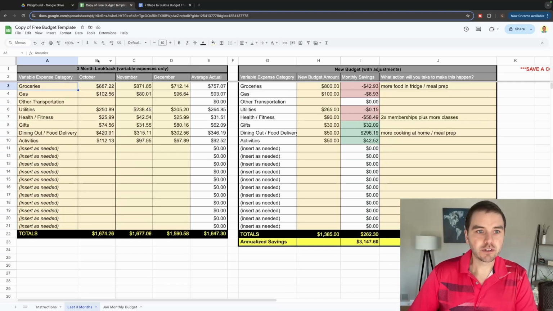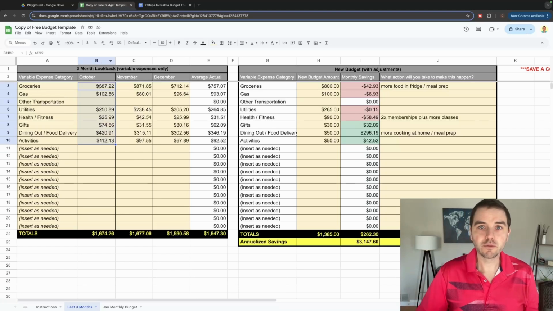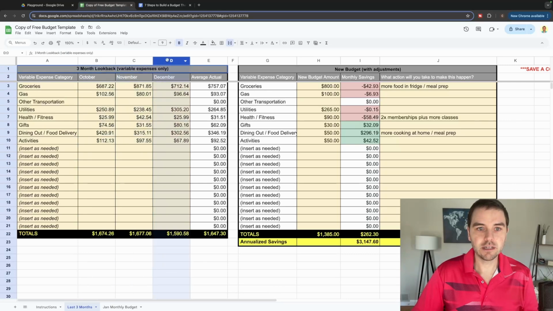So what I want to do is look at October, November, and December spending. Here's how you would do it. Okay, so you go through all your bank transactions, credit card transactions, however you spend your money, and then you categorize them into different variable expense categories. And we do that for 3 months in a row.